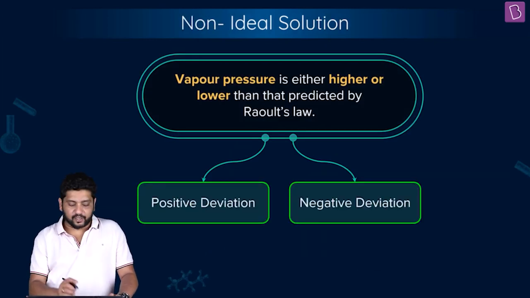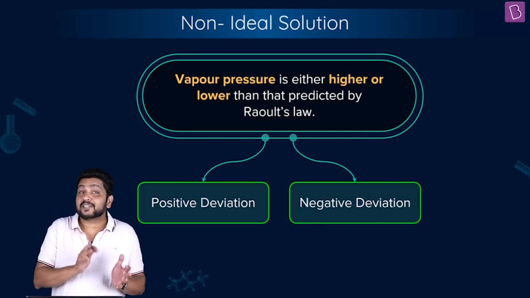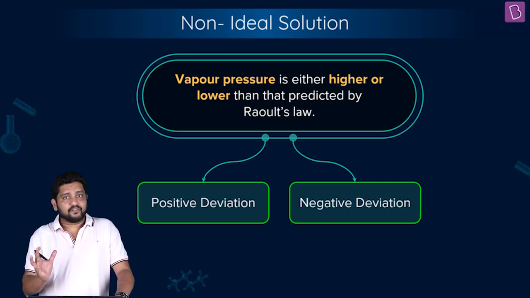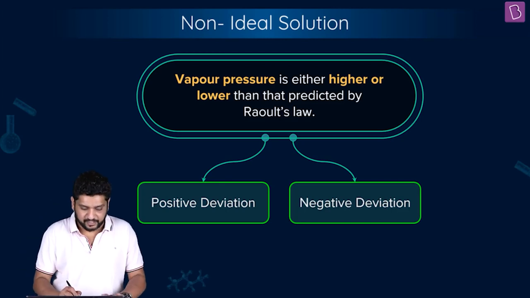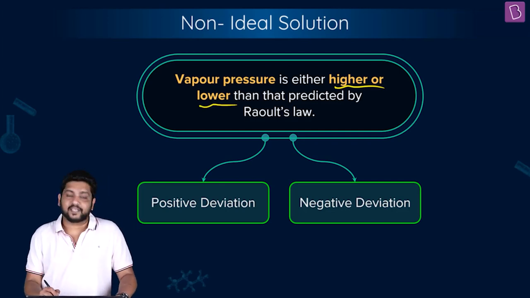If this is followed, we call it an ideal solution. What do you mean by non-ideal? When the vapor pressure is not equal to what is predicted by Raoult's law. Within that, we speak of positive deviation and negative deviation, right? So vapor pressure is either higher or lower than what is predicted by Raoult's law.